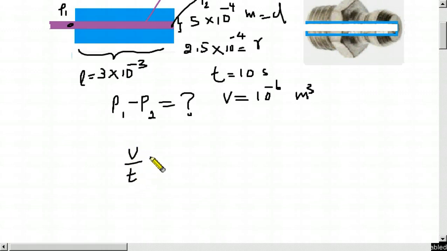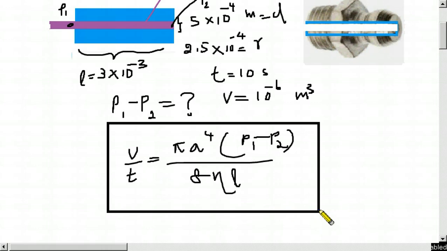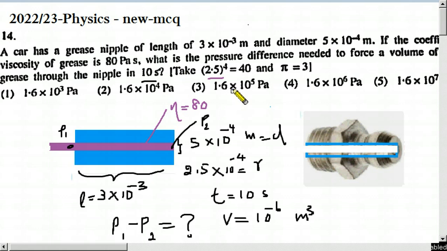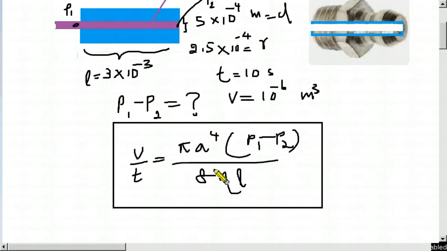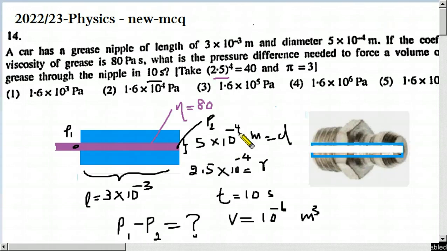What is the equation? The equation is this one: V over t equals pi a power 4 (P1 minus P2) divided by 8 eta L. This is the equation. At once when I saw this, the equation came to my mind, which I should use. So therefore let us substitute the given data. V is given as 10 power minus 6, time 10 seconds, pi we can use as 3.